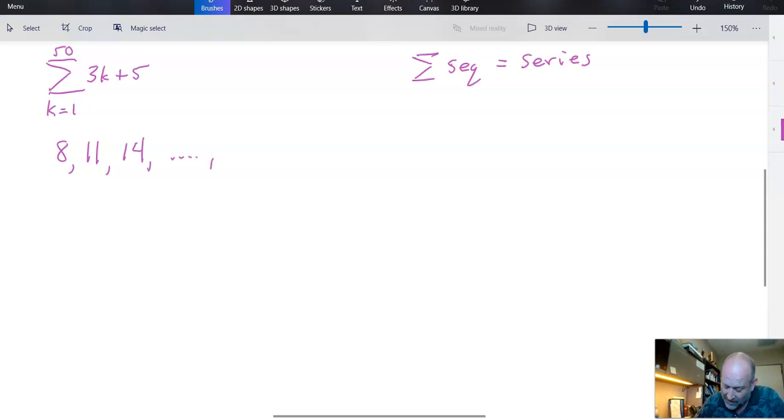And then the last term I have here would be plugging in 50. 3 times 50 is 150, plus 5 is 155. And I know I have 50 terms here because this counts from 1 to 50. If this starts at 1, this is how many terms you have. Okay, so I have an idea of what this thing looks like. And I can see I'm adding 5 each time. So that's my common difference.